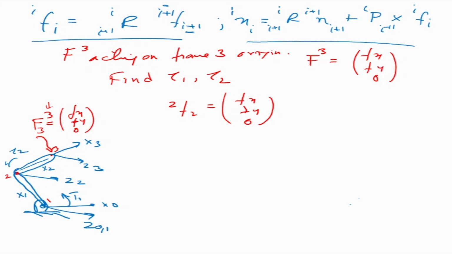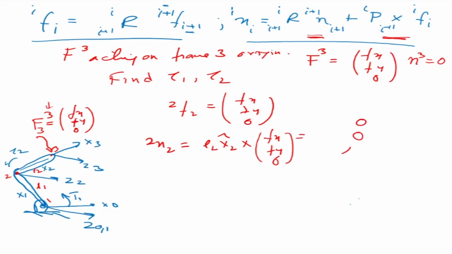What about the moment? N_2^2 will be equal to L2 x2 cross F. What is the moment acting on frame 3? The moment acting on frame 3 is 0, so this term will be 0. What is left is this one only, where there is a distance of L2. This is my L1, and that's my L2 link length. So L2 in cross with Fx, Fy, 0 is equal to 0, 0, L2 Fy.